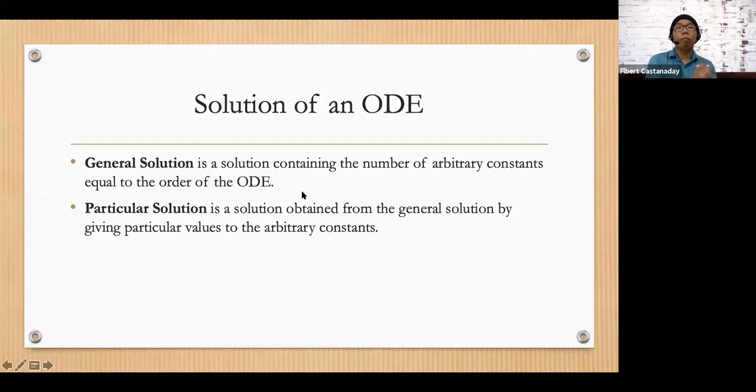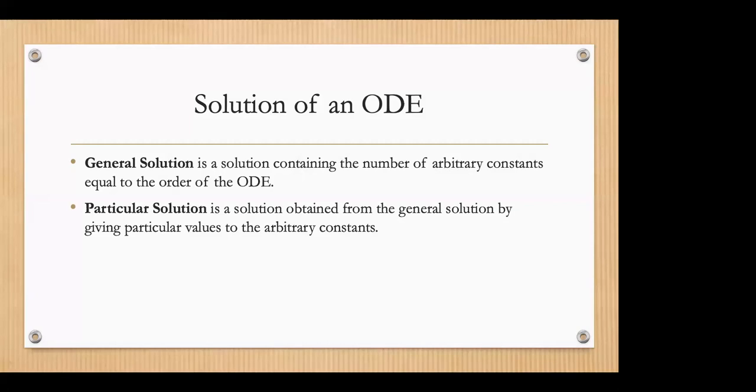For example, imagine a second order differential equation. The question is, how many arbitrary constants will I be seeing in that solution if the given DE is a second order DE? Anyone? If you understand the question.